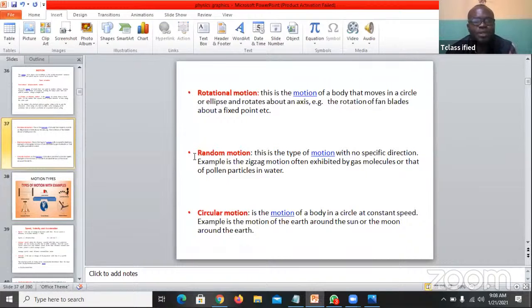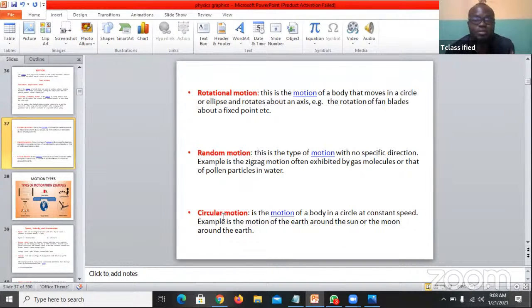Okay, so let's look at random motion. So what is random motion? Random motion is a type of motion with no specific direction. Some people call it zigzag motion. It's like the particles of a gas, they just move. An example is the zigzag motion often exhibited by gas molecules and by pollen particles in water.